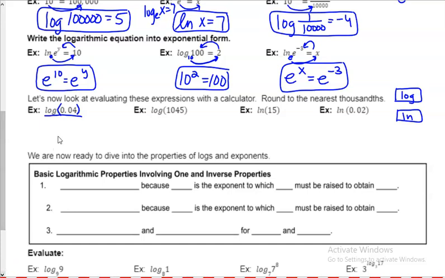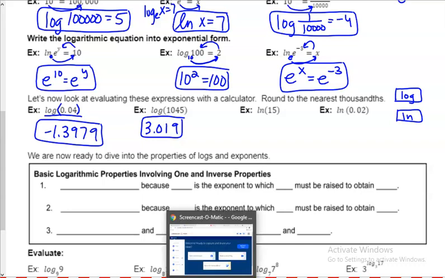So in your calculator, type in log of 0.04, and you should get -1.3979 if I were to go out 4 decimal places. Now, if I were to round that to 3, -1.398. If I were to round that to 2, that would be -1.40. If I type in log of 1045, then you should get a value of 3.019. Let's go to 3 places on that one.